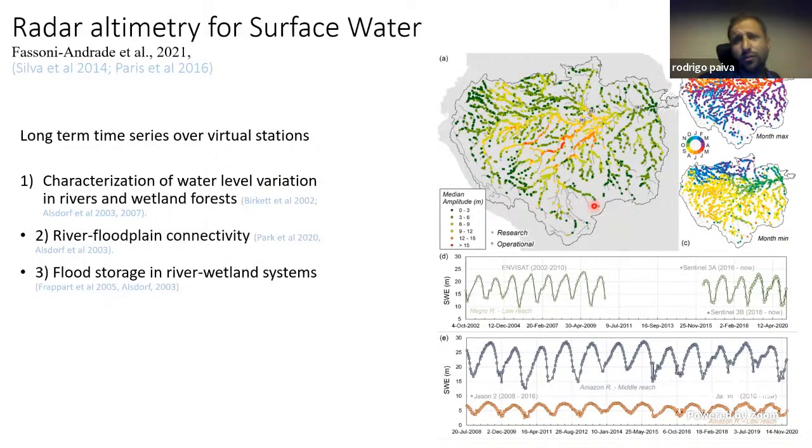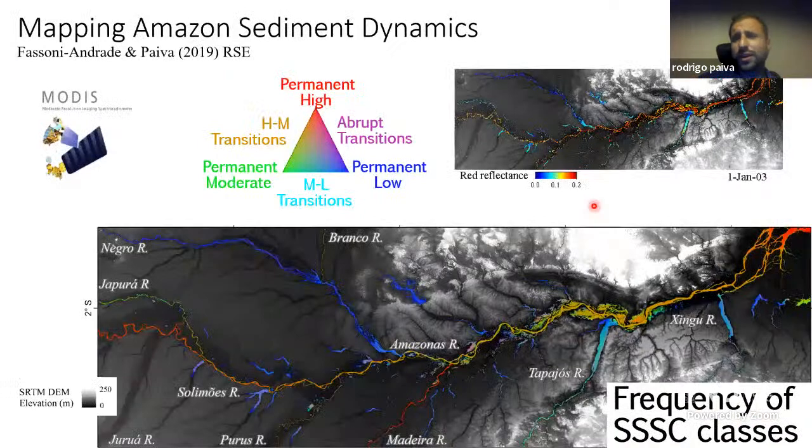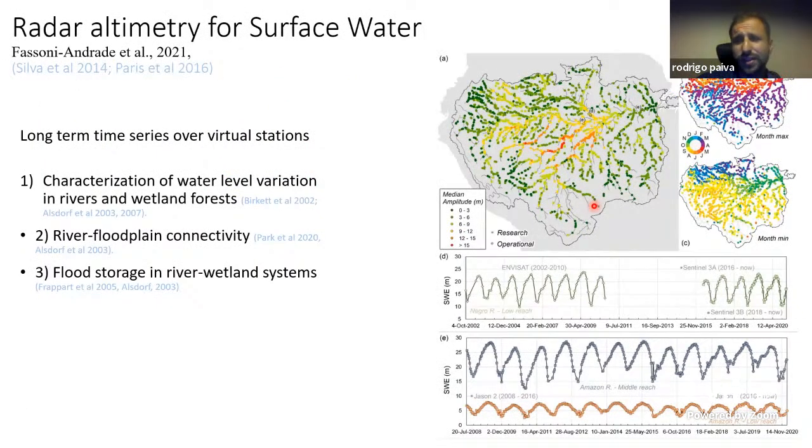With this kind of observation, we can really measure and understand several things. For example, we can understand the amplitudes of the flood wave in different rivers. So here in the Amazon, we have larger amplitude in the Madeira too, lower amplitude here in Tapajós and Xingu. We can understand the timing of the floods and the droughts, understand river floodplain connectivity and the role in ecological processes, and so on.